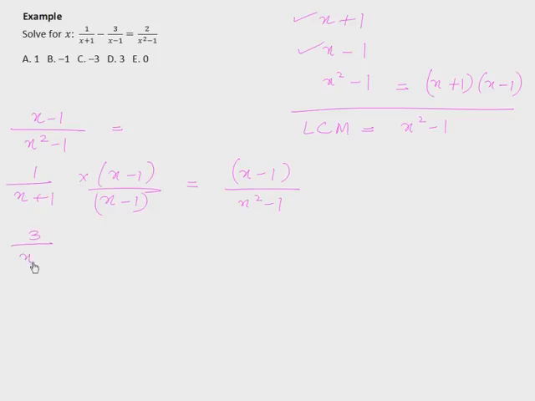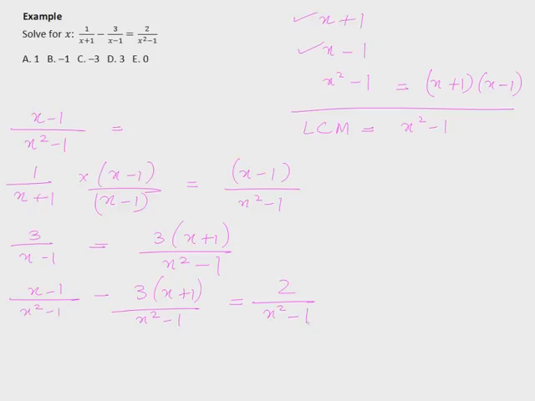Similarly, 3 over x minus 1 will become 3 into x plus 1 over x square minus 1. I have multiplied numerator and denominator by x plus 1 in this case. And the right hand side will stay itself because the denominator is already the LCM. So the entire expression becomes x minus 1 over x square minus 1 minus 3 into x plus 1 over x square minus 1 equals 2 over x square minus 1. Since the denominators are same, we can directly subtract. So over x square minus 1, I get x minus 1 minus 3x minus 3. On the right side, I get 2.